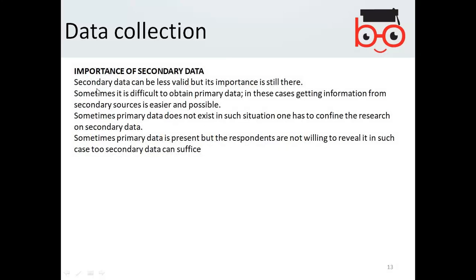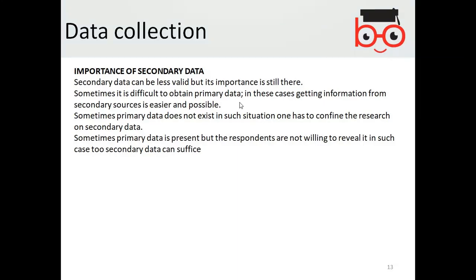The importance of secondary data. Secondary data can be less valid, but it is still important. Sometimes it is difficult to obtain primary data. Obviously, if you are new, you cannot do any research to get primary data.